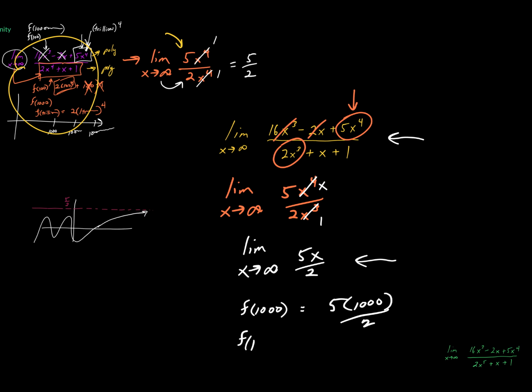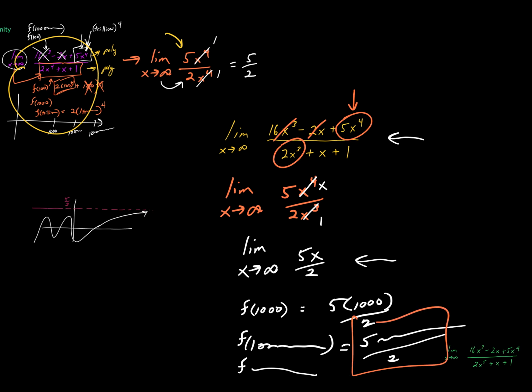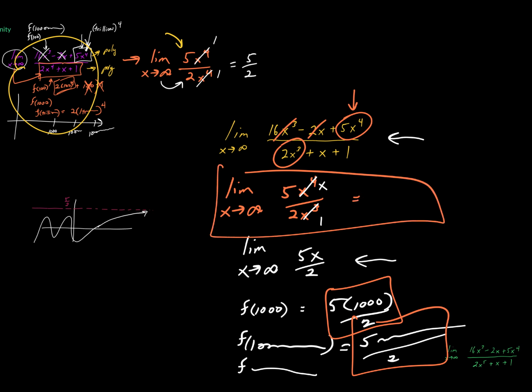What happens when you plug in a billion trillion? Well, then what you have is 5 billion trillion over 2. And then you plug in a gazillion. You have 5 gazillion over 2. Point being is every time x keeps getting closer to infinity, the value of your y's are also doing the same thing. They're approaching infinity. So the answer to this limit right here, this one is approaching infinity. You can just write infinity, or when the limit is approaching infinity, it does not exist.